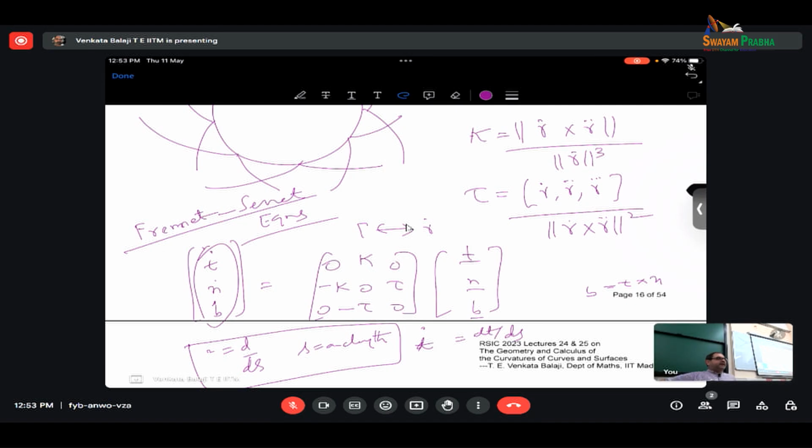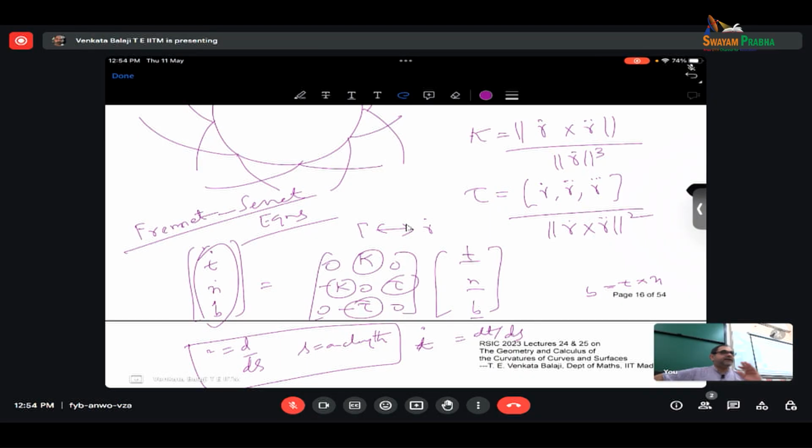Okay. So anybody who does differential geometry of space curves, the first thing you should learn is this. How do you get this? Okay. So if you want a vector representation, this is the best representation. It is a first order ordinary differential equation in three vectors which form a right-handed triad: the tangent, the normal, and the binormal. So this is how you should write it.